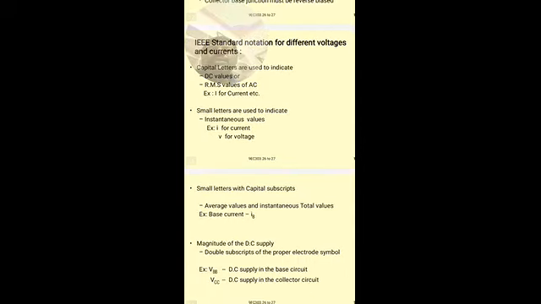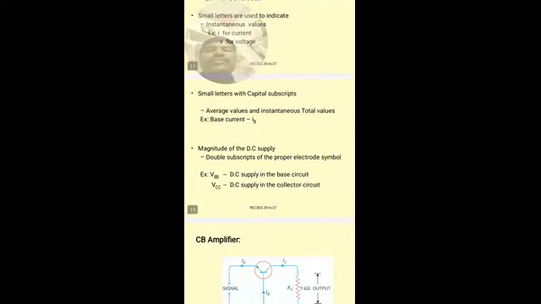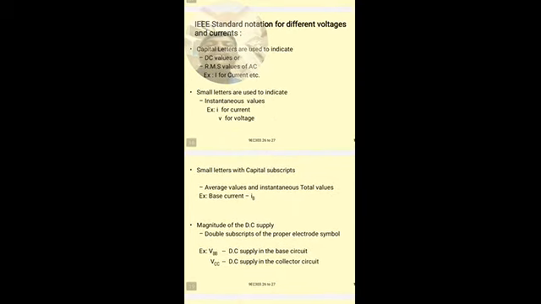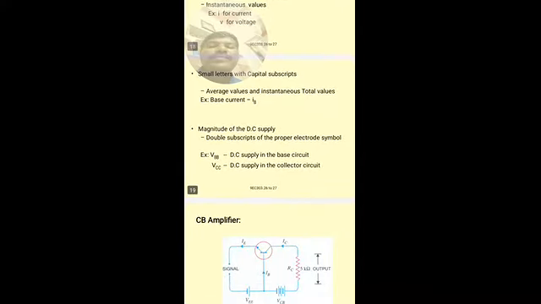Magnitude of the DC supply is represented with double subscripts for the proper electrode symbol: VBB is the DC supply in the base circuit, VCC is the DC supply in the collector circuit. These are the IEEE standard notations for representing the voltages and currents in a transistor.